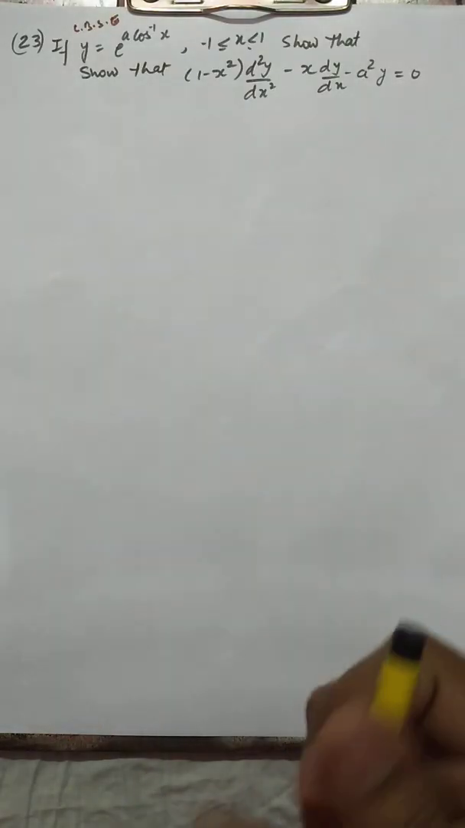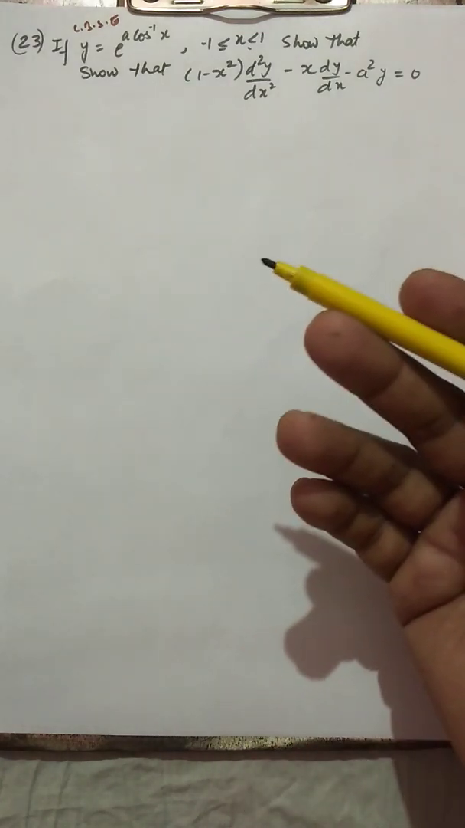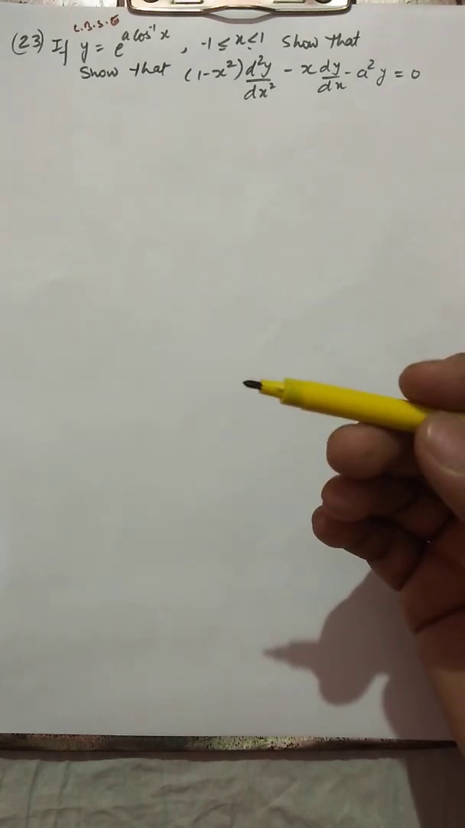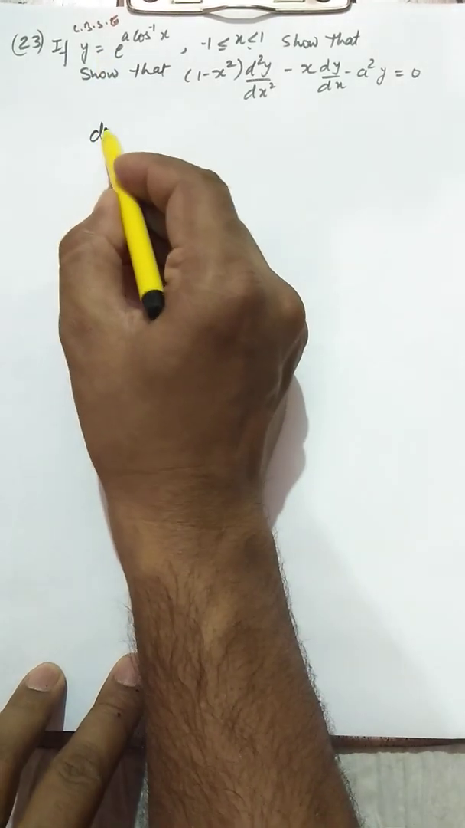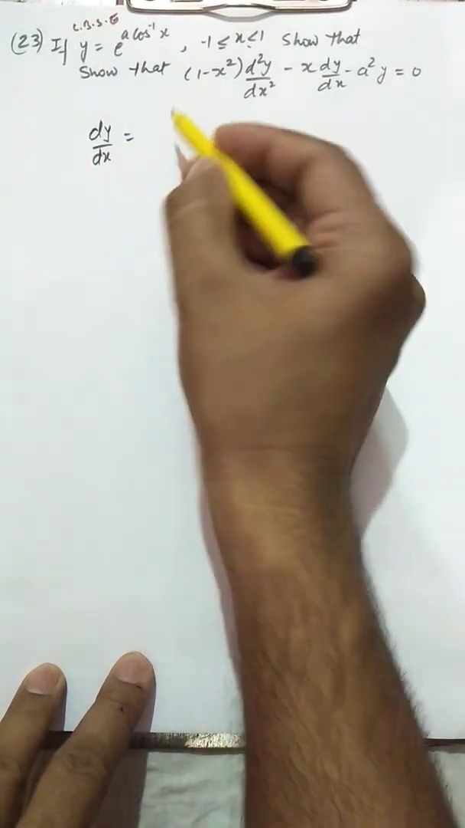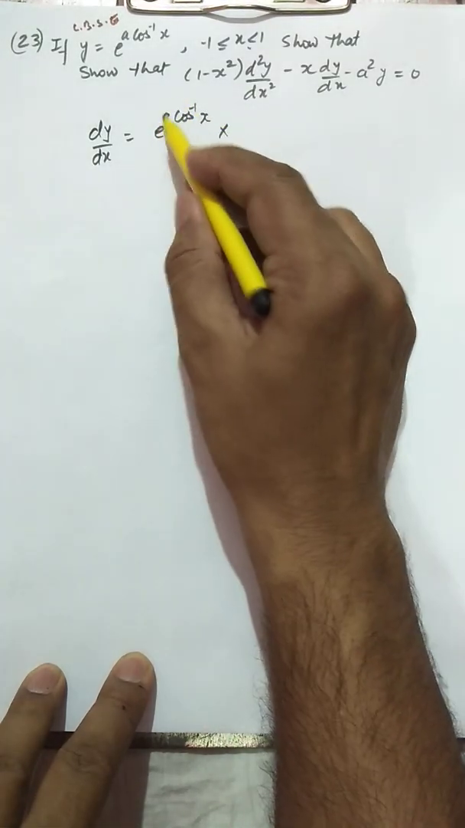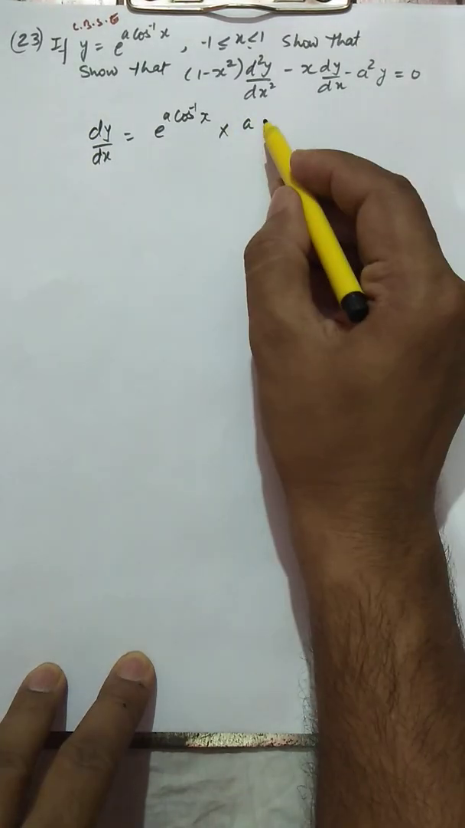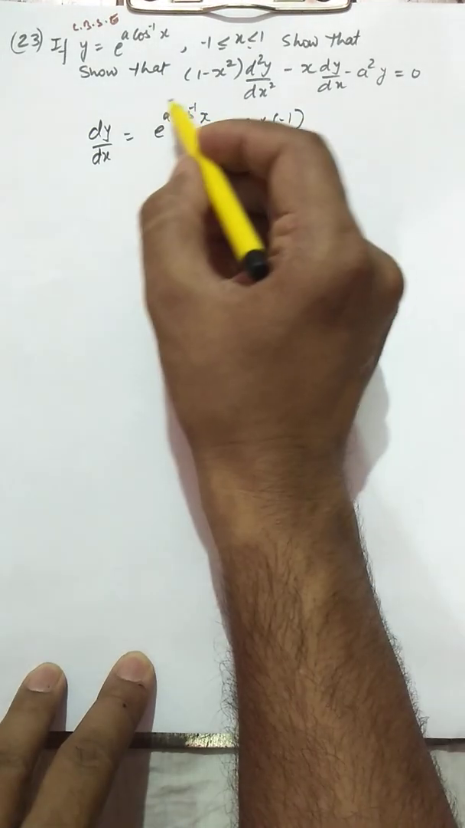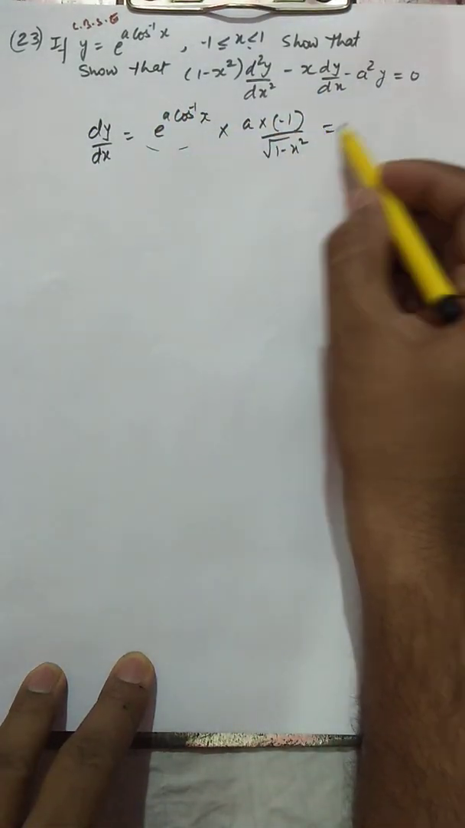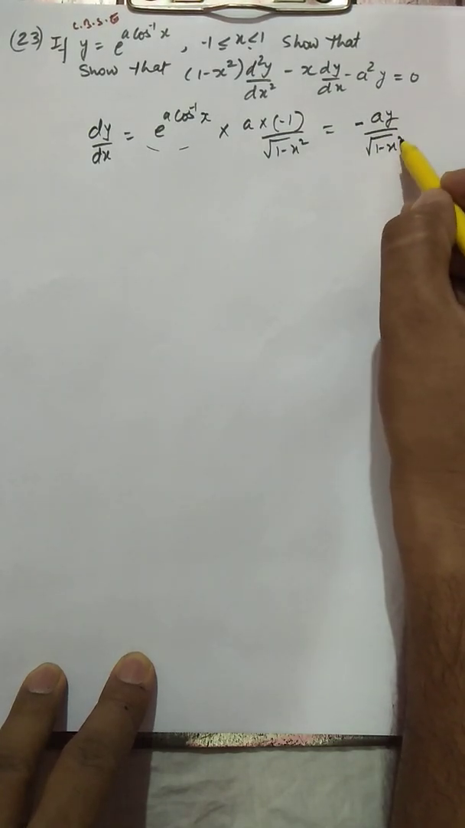Now this question number 23 is also a very important question. I'm giving some hints, solving it partially, and I'm going to leave it to you to complete. First we differentiate with respect to x. So dy by dx will be, you differentiate a cos inverse x. The derivative of cos inverse is minus 1 upon root 1 minus x square. So you can see this is your y, so it can be written as minus a y upon root 1 minus x square.